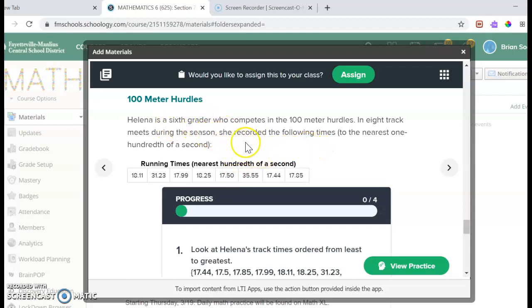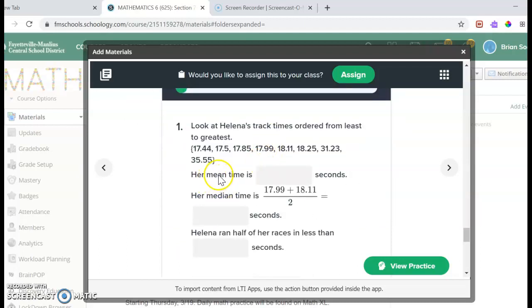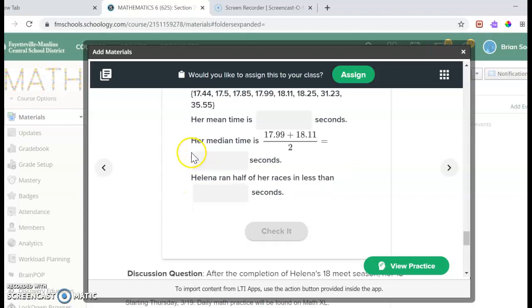Helena, as a sixth grader, competes in the 100-meter hurdles. In 8 track meets during the season, she recorded the following times to the nearest 100th of a second. All right, and this gets into practice of finding the mean, median. And it is okay for you to use a calculator when you're finding the mean.